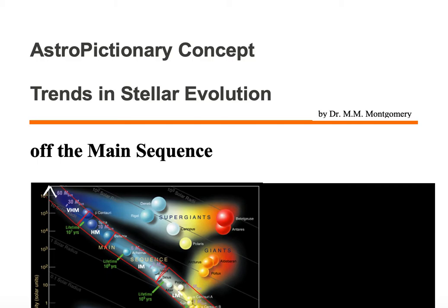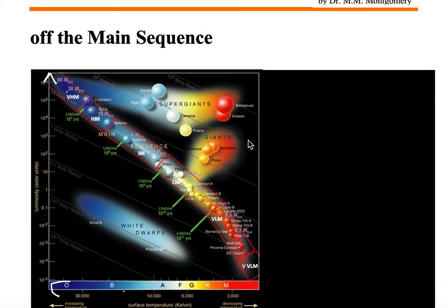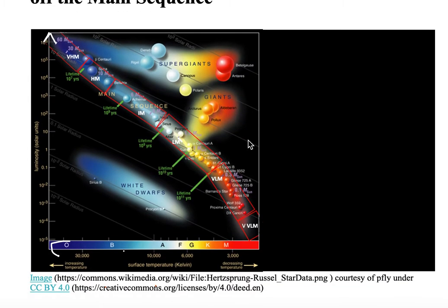In this Astrophysics concept video, we want to go over trends in stellar evolution. We're looking at the stellar evolution trends off the main sequence, starting on the main sequence and moving off the main sequence of an HR diagram. So here we're looking at an HR diagram.